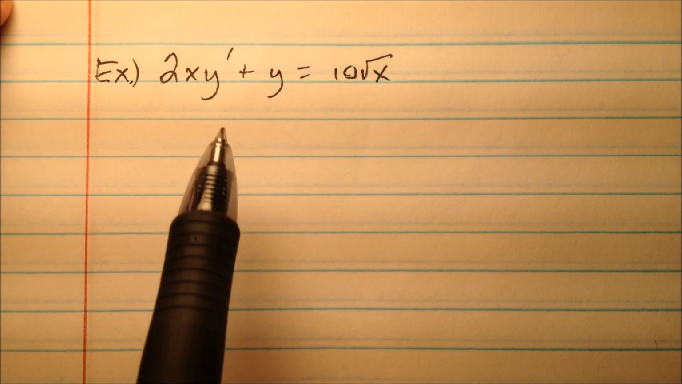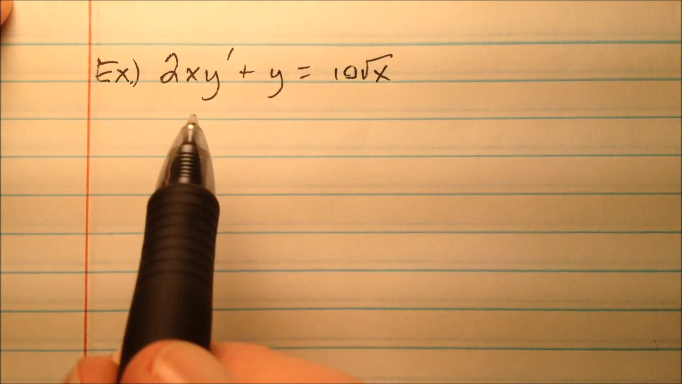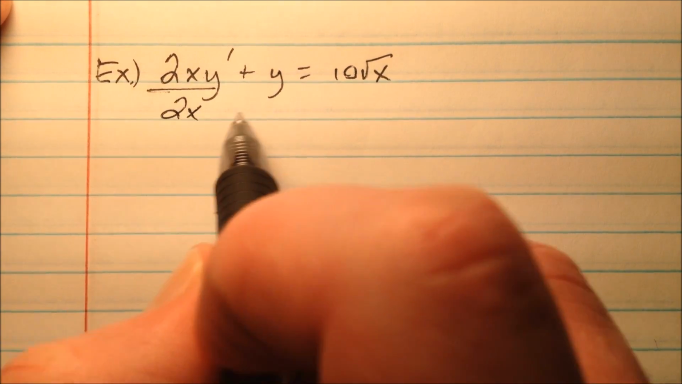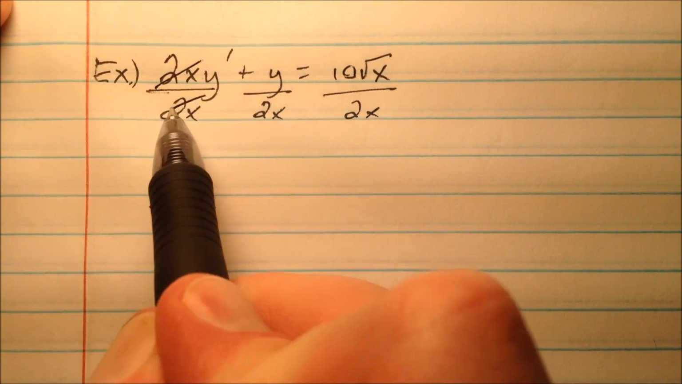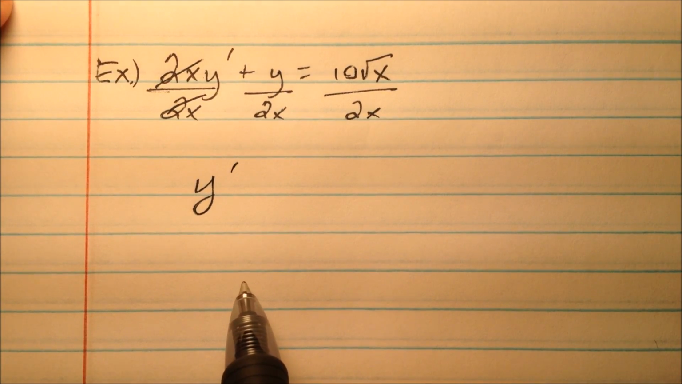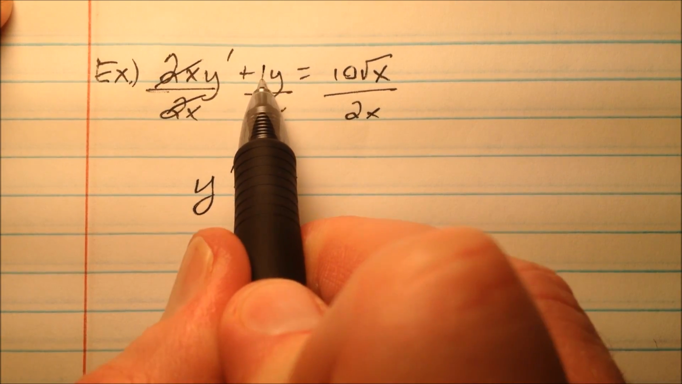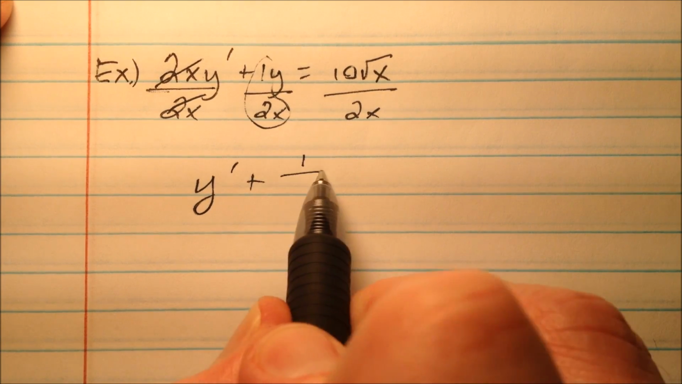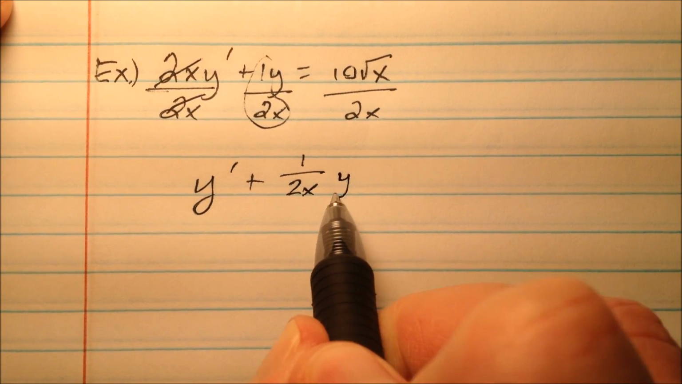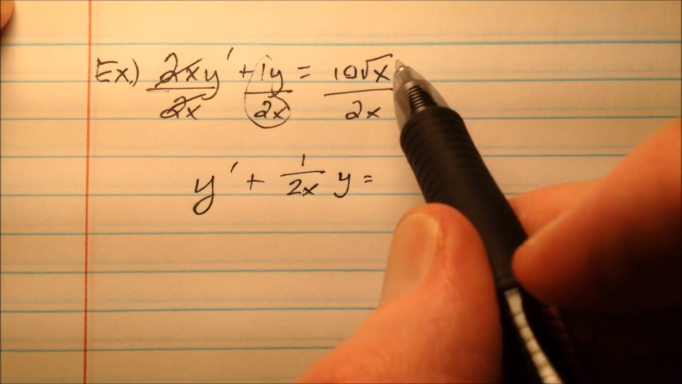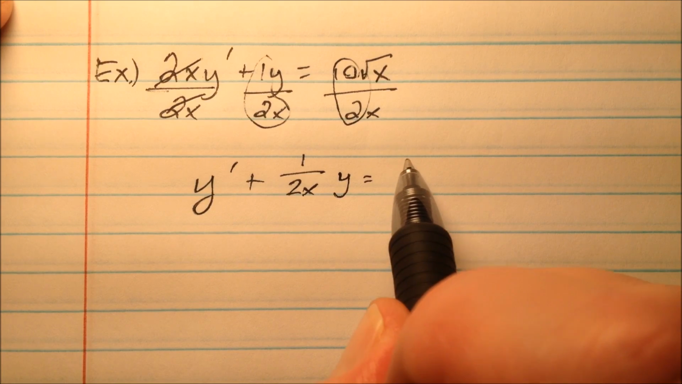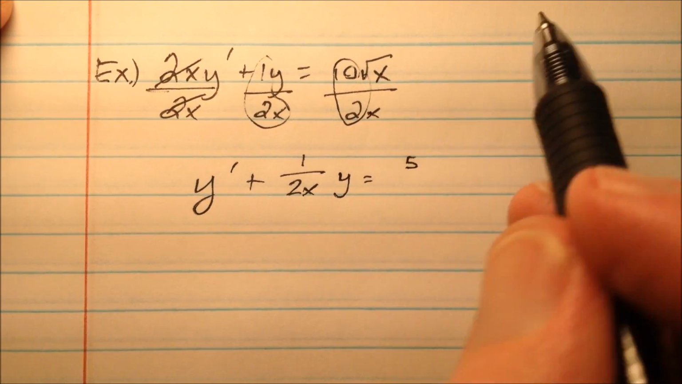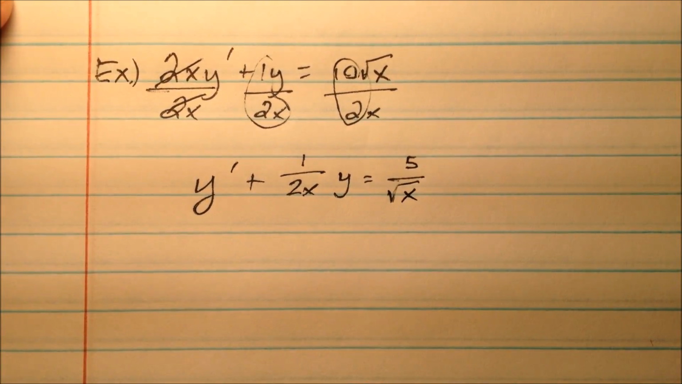In our third example, it looks like our y prime is not by itself. So the first thing I'm going to do is divide every term by 2x and force that y prime to be by itself. And when I do that, I'll notice this term here has a 1, so 1 over 2x times y equals, and then here this is interesting, this 10 times the square root of x over 2x, well this ended up being 5, and the square root of x over x will end up canceling a square root of x and leave a square root of x on the bottom.